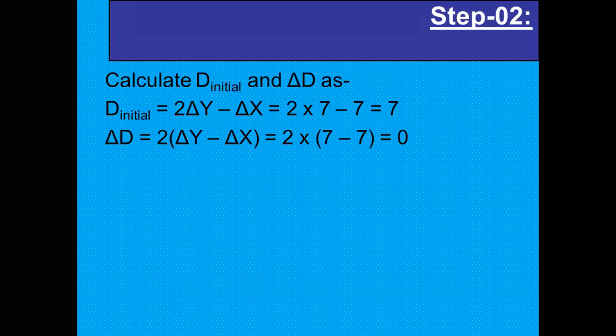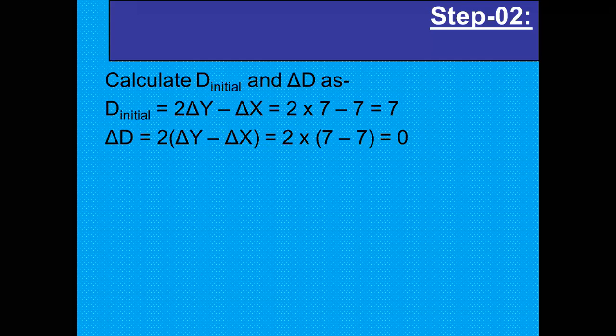Similarly, delta D we can calculate with the help of the formula given by the Bresenham algorithm, 2 into delta y minus delta x. Now we will calculate the value of delta D with the help of this formula. Whenever we calculate a coordinate point, it will depend on the value of D, the error term.